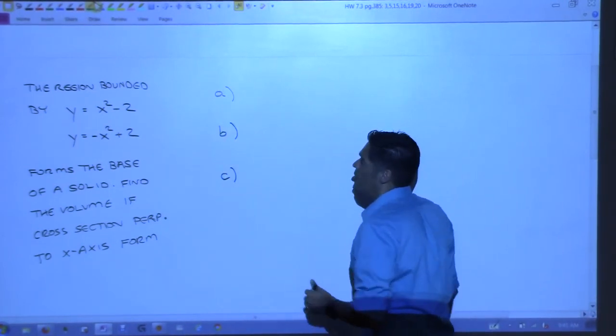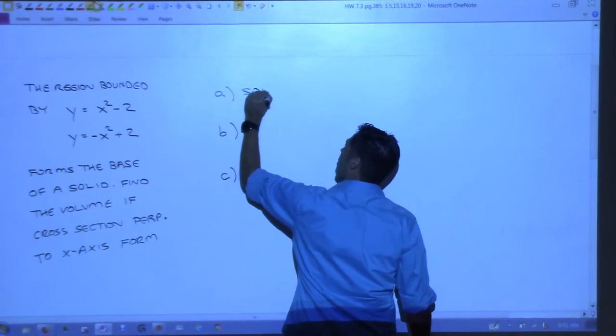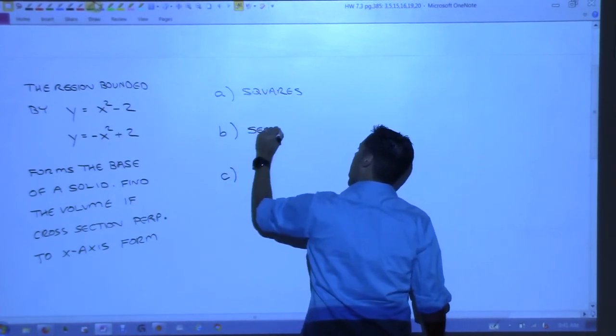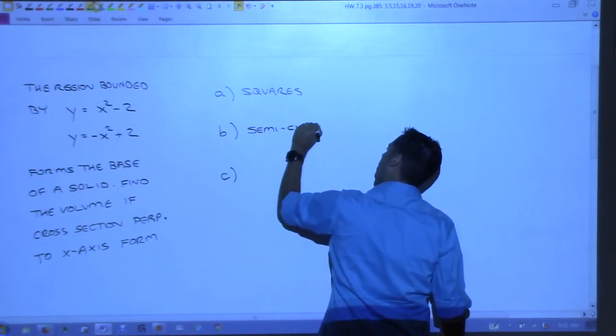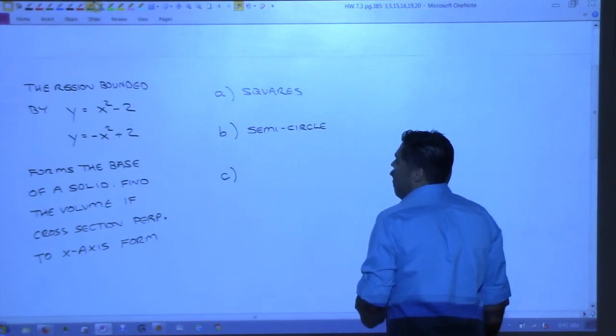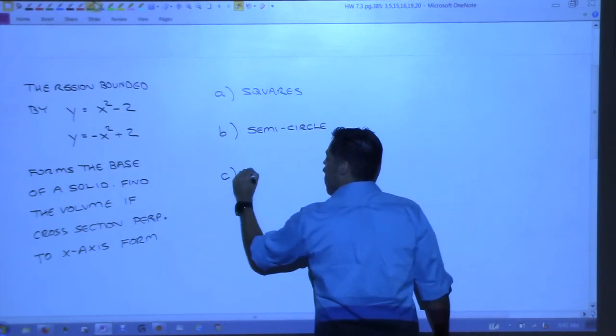So let's start with squares first, because I think squares is the easiest. Then let's do semicircles. Semicircle is a half circle, right? And then equilateral triangles.